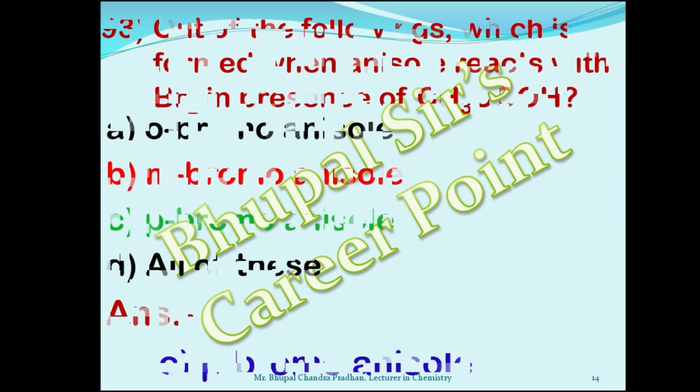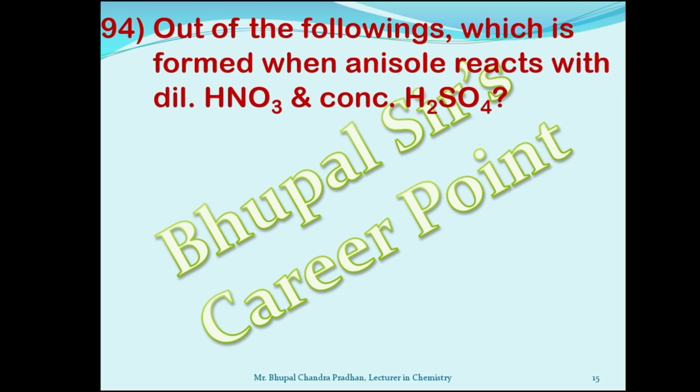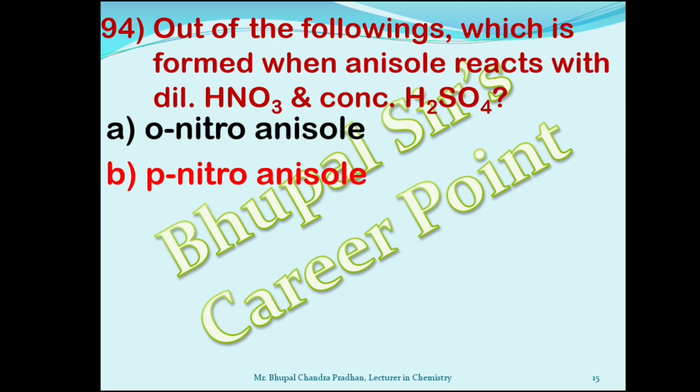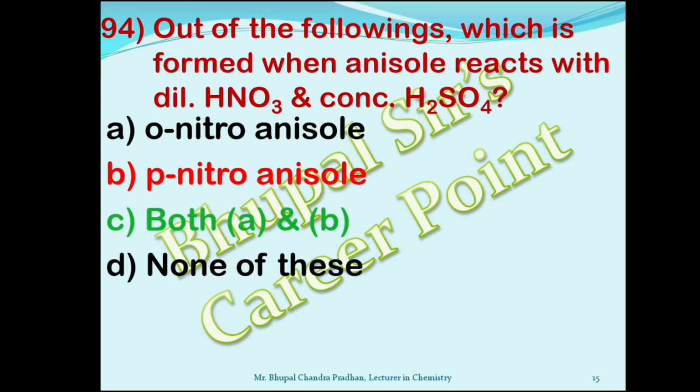Now, let's come for the next question of this session. 94. Out of the following, which is formed when anisole reacts with dilute nitric acid and concentrated H2SO4? Option A, orthonitroanisole. Option B, paranitroanisole. Option C, both A and B. Option D, none of these. This is on nitration of anisole. The students try to give the correct answer.